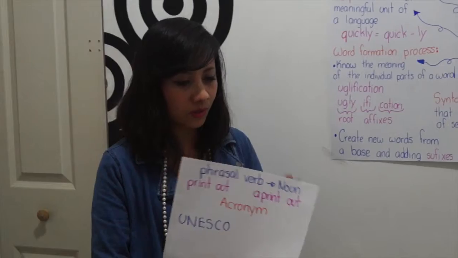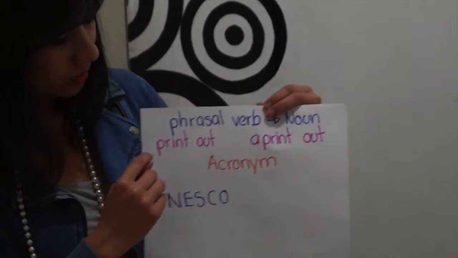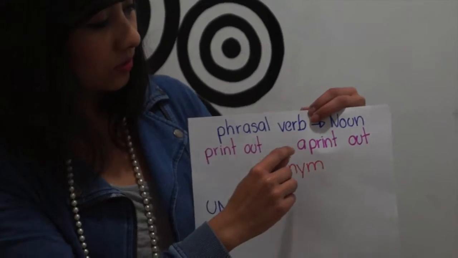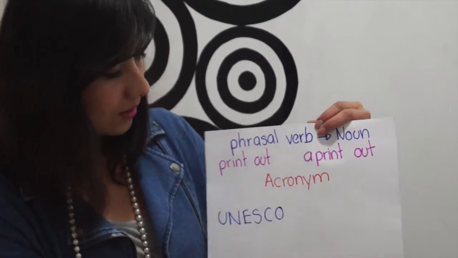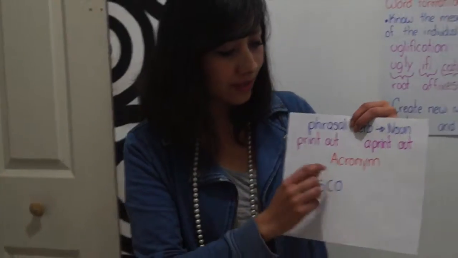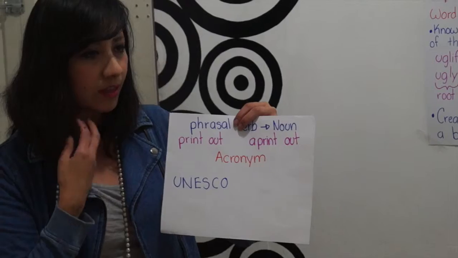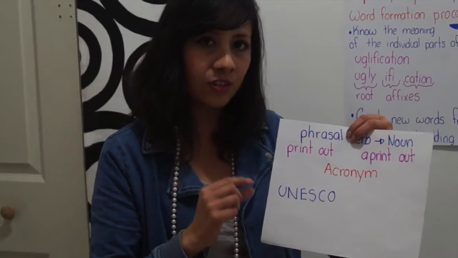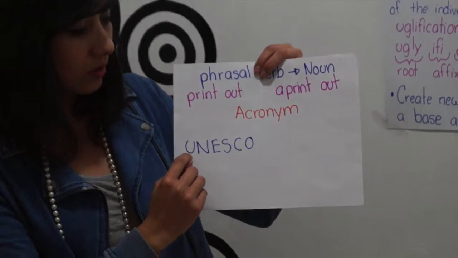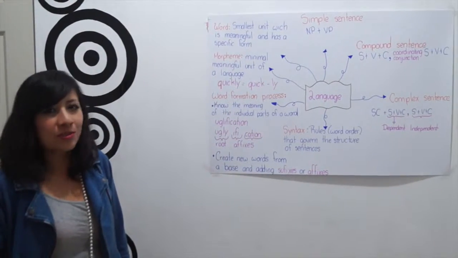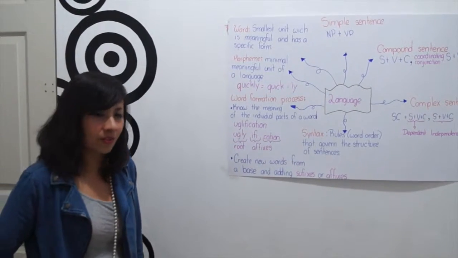We have also phrasal verb to noun. For example, print out and a printout. And the last one is the acronyms. The acronyms are words that are formed with the initial letters of other words. For example, UNESCO. Now I'm going to talk about the sentence structure.